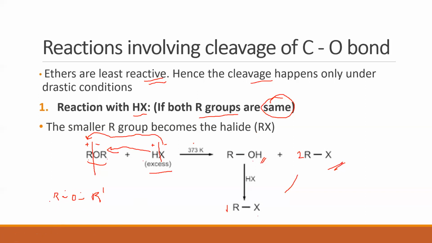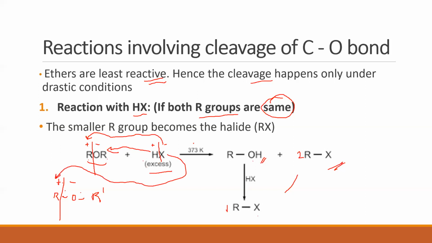R-O-R'. Assume that R is the smaller R group. So naturally the bond should break here. If the bond breaks here, R will become R plus. This will become OR' minus. Got that? Now how is HX breaking? H plus X minus. So who will attack R plus? Naturally X minus will attack R plus.